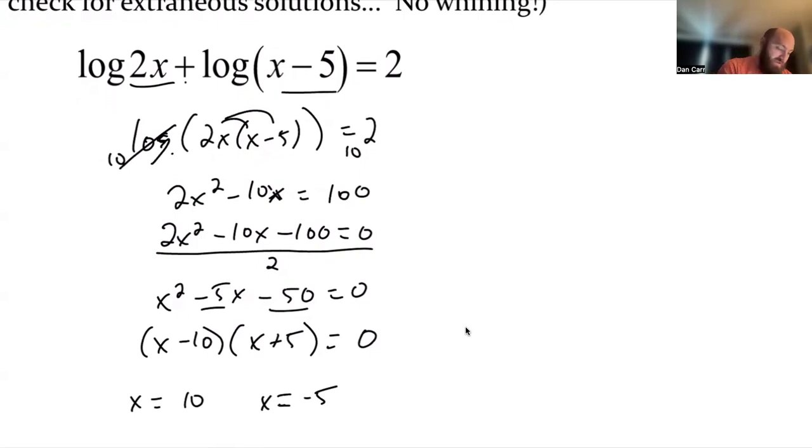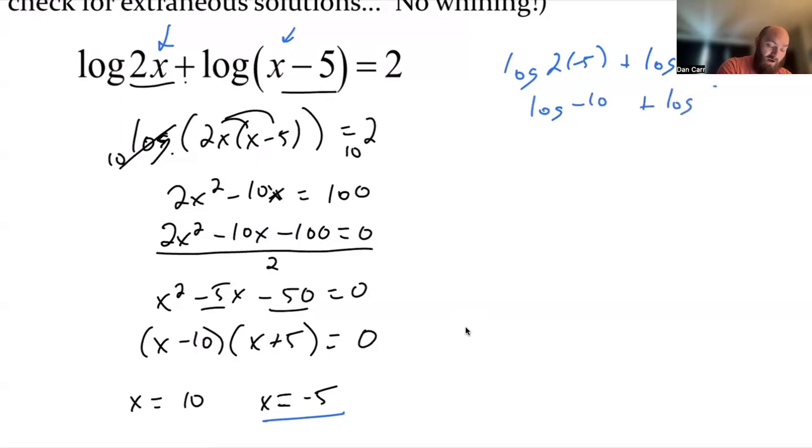What I mean in this case is if I look at negative 5 and I plug it in here, for example, or here, it doesn't really matter. If I take the log of 2 times negative 5 plus the log of negative 5 minus 5, then I'm taking the log of negative 10 plus the log of negative 10. I can't take the logs of negative numbers. Either way, it doesn't work. So that means I'm going to cross that one off as extraneous. So I only have one good answer here, and that is going to be x equals 10 in this case.